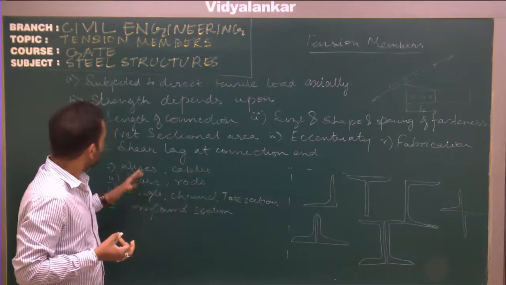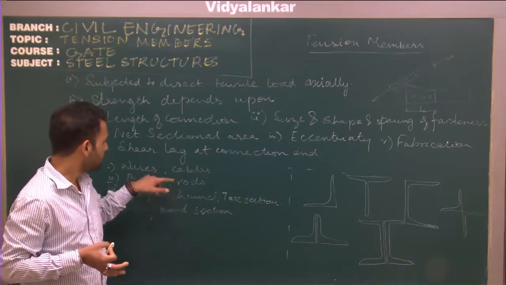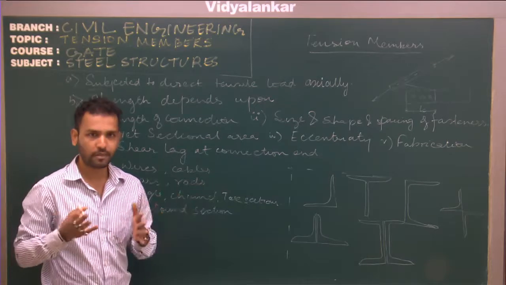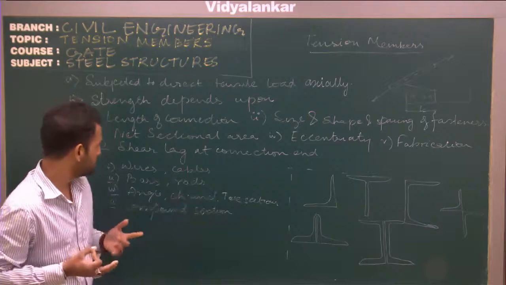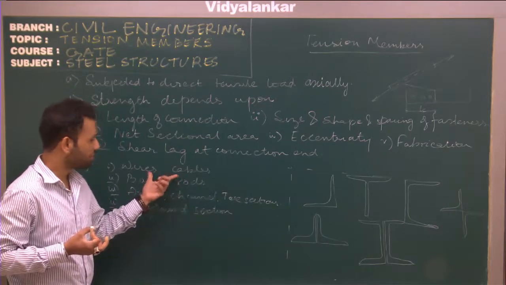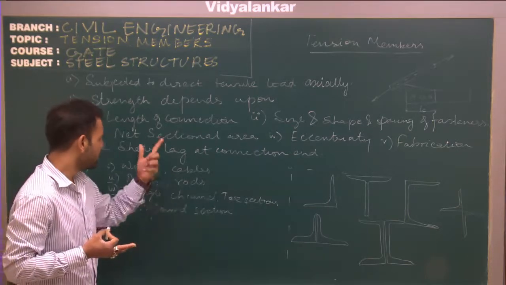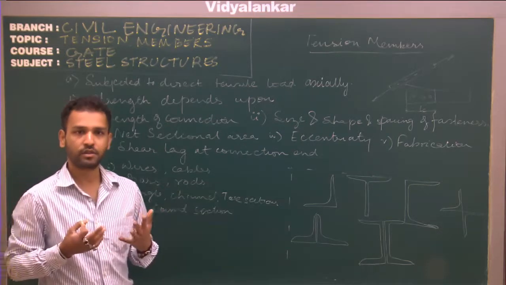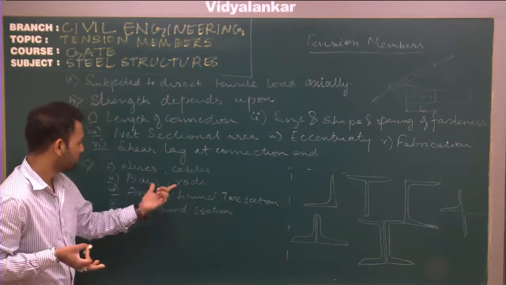Now let us see what are the different kinds of members which can be classified as tension members. Wires and cables. You have seen wires and cables in a cable-stayed bridge or in a cable suspension bridge, as you have the Bandra-Worli link. So these wires and cables are subjected to tension. These are members subjected to direct axial tension force, so they can also be classified as tension members. Then bars and rods. Any kind of bars and rods are also subjected to direct axial tensile forces, so these are also tension members.